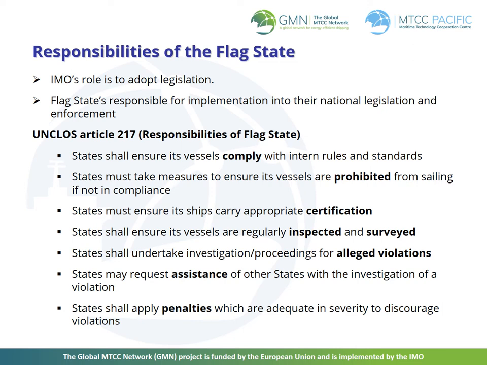UNCLOS Article 217, which concerns the responsibilities of flag states, declares that states shall ensure their vessels comply with international rules and standards. States must take measures to ensure that their vessels are prohibited from sailing if they are not in compliance. States must ensure that their ships carry appropriate certification. States need to ensure that their vessels are regularly inspected and surveyed. States shall undertake investigation proceedings for alleged violations. States may request assistance of other states with the investigation of violations. States shall apply penalties which are adequate in order to discourage violations.